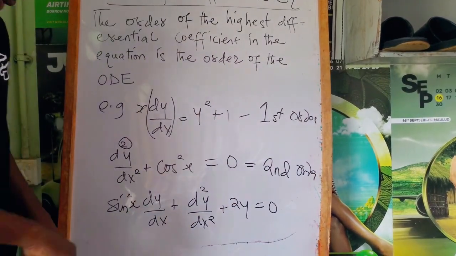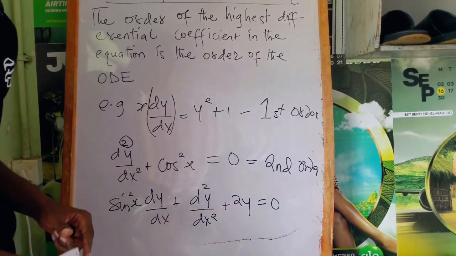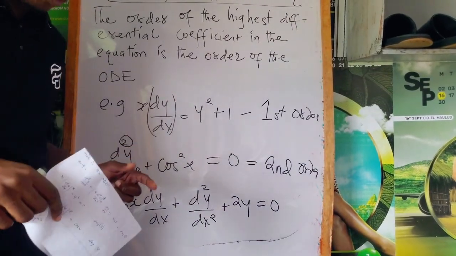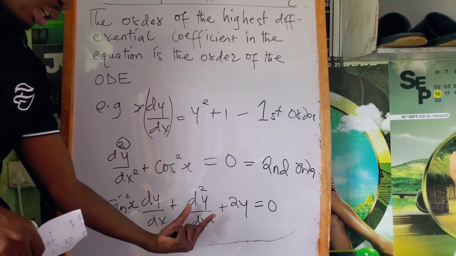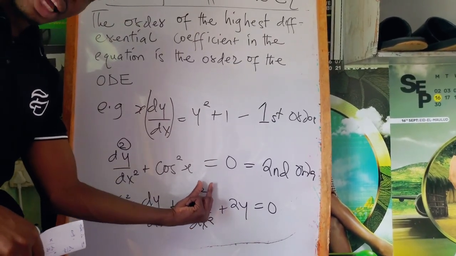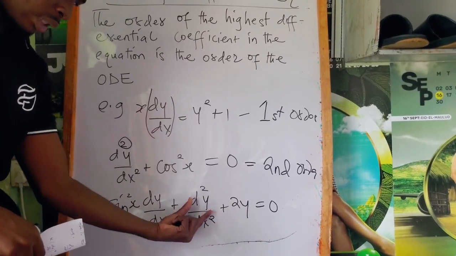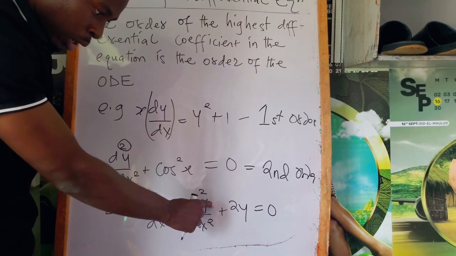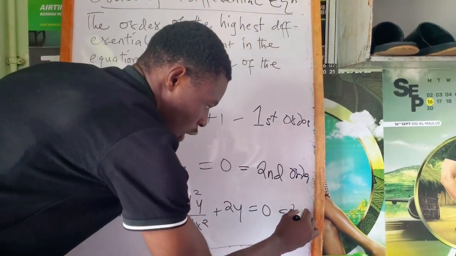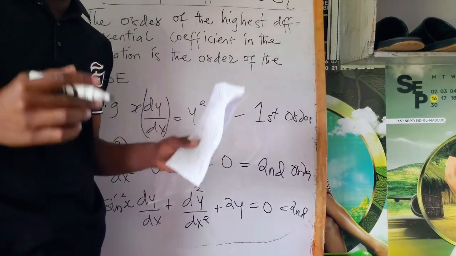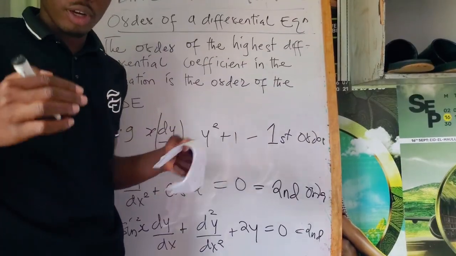The third one, you see, we have dy/dx, we have d²y/dx². But what is the highest order of the differential coefficient? It's 2. Because dy/dx is also a differential coefficient, but it is of a lesser order than this. So you can see this is still a second order differential equation. And subsequently, if you have an equation where there is a third order differential coefficient, then that would be of order 3.